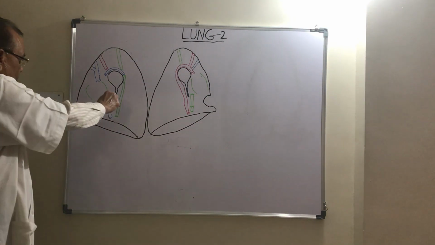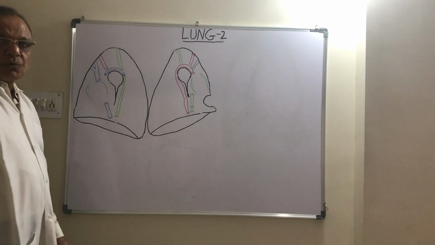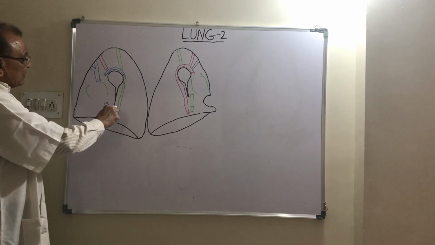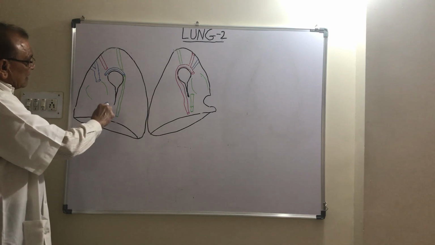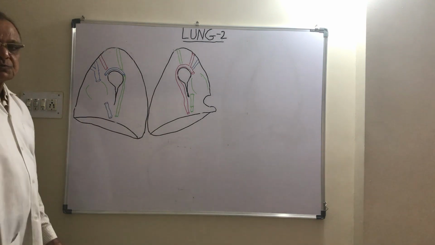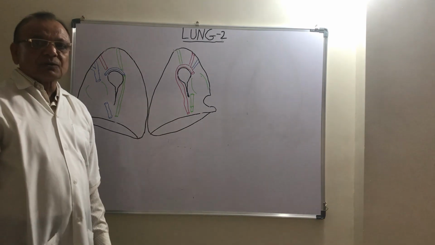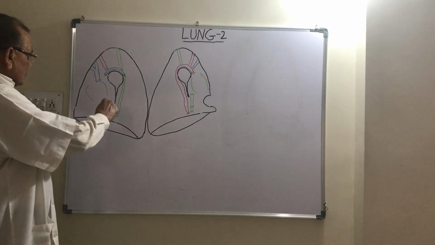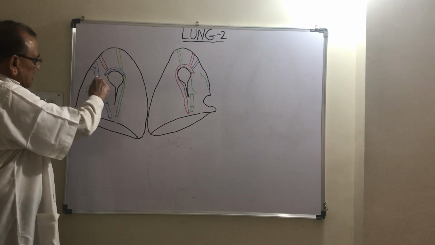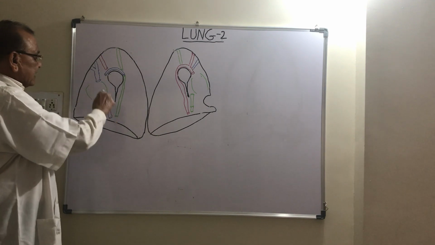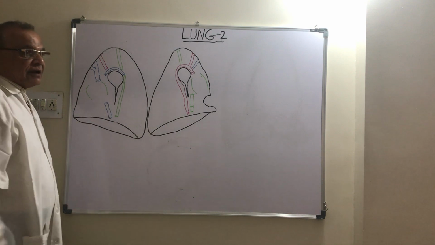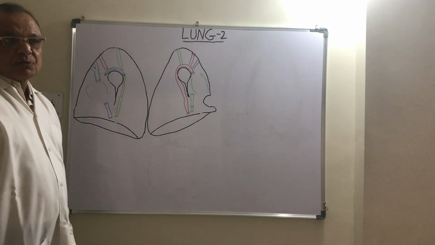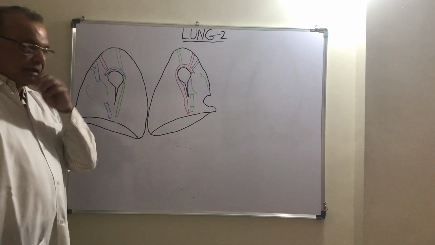Now, in front of the lower part of the pulmonary ligament, there is a vertical groove, and this vertical groove is produced by the inferior vena cava. So the vertical groove of the superior vena cava and the vertical groove of the inferior vena cava carry the superior vena cava and inferior vena cava, and both the veins open in the right atrium of the heart.